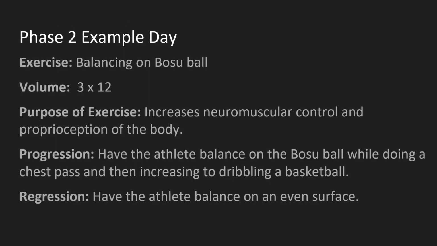Next we have Bosu ball balance. So this increases neuromuscular control and proprioception, which is super important, especially in basketball, because people are moving around us all the time in basketball. So we're going to have the athlete balance on the Bosu while doing a chest pass, and then they can progress that to dribbling while on the Bosu. And a progression can be balancing on an even surface, so the floor, or regress to an AirEx pad even.